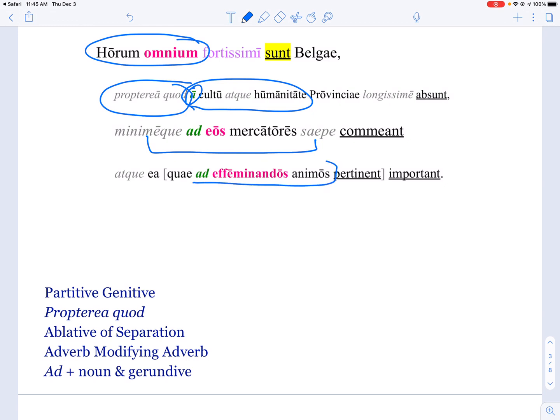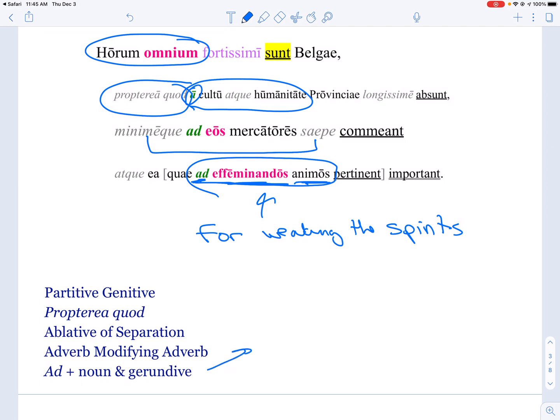And then this is a huge one, ad plus a noun and gerundive. So there's 2 things you need to know about this. Number 1 is how to translate it. So literally this would be, for or towards the spirits to be effeminized or to be weakened or about to be weakened. But the way you're going to translate it is for weakening the spirits. So you're basically going to take the gerundive and translate it like a PAP. The second thing to know is that 95% of the time, ad plus a gerundive phrase, and you'll find out it's also ad plus a gerund, will show purpose.